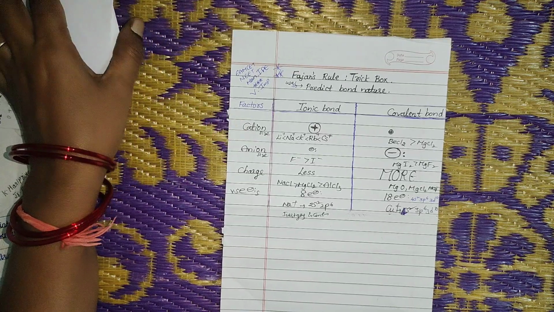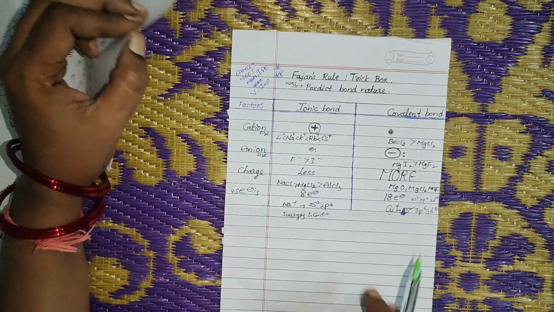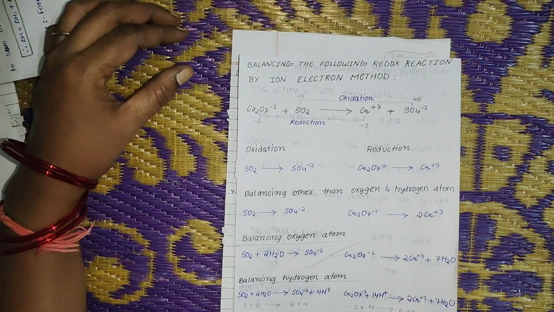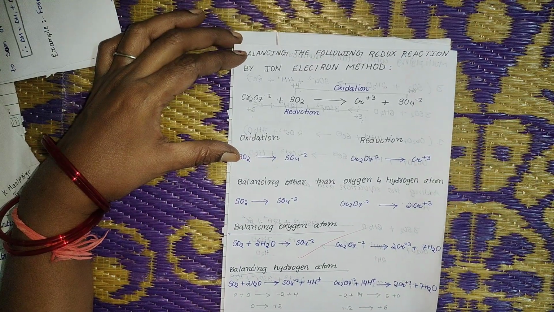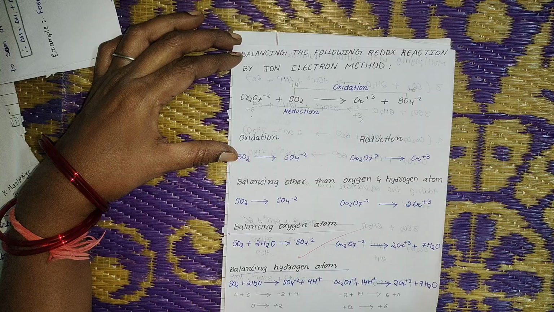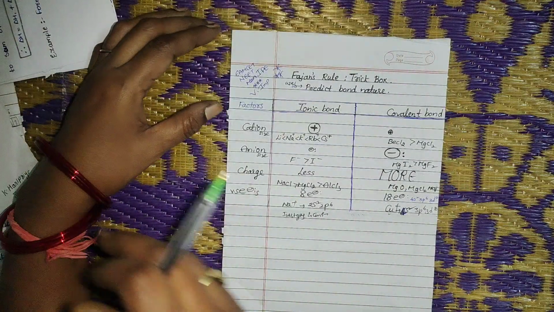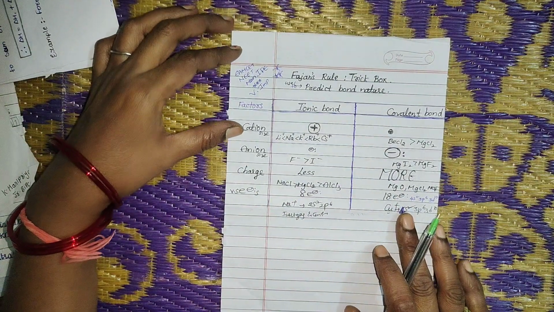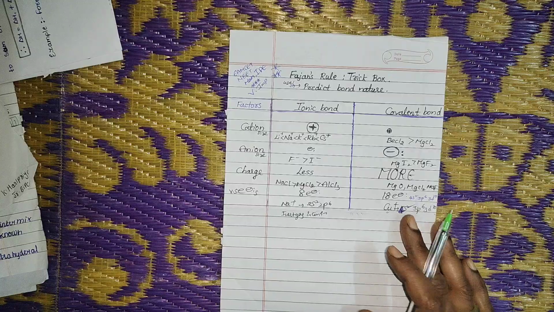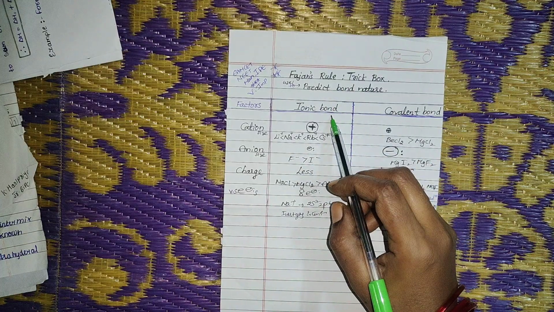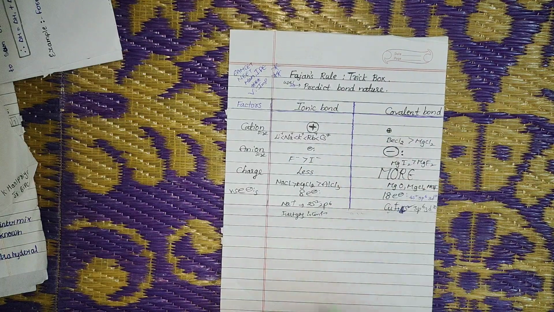Next, one more important question. This is already over, right? This balancing reaction is important. After that, Fajan's rule, this trick box, a 30 seconds trick box is enough. What does it explain? It explains ionic bond nature or covalent bond nature.